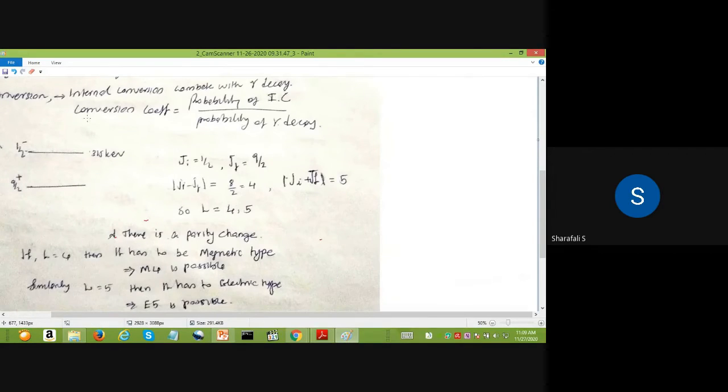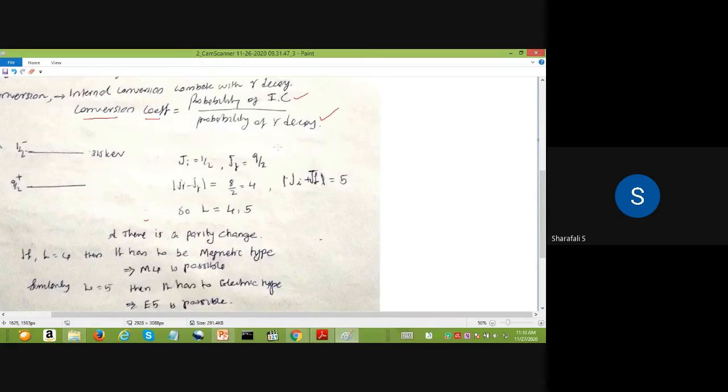Okay. So this conversion coefficient is defined as the probability of internal conversion to the probability of gamma decay. If the probability of internal conversion is larger, then the conversion coefficient will be larger, and that particular transition from the excited state to the ground state will happen through internal conversion. When that conversion coefficient is less, the probability for gamma decay is larger, which means that gamma decay dominates.